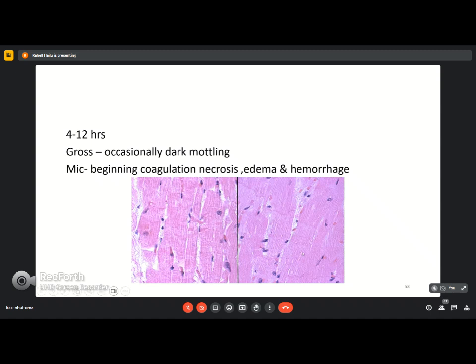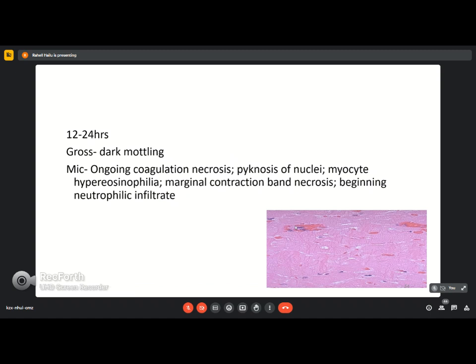So here you see the normal heart muscles here, and here more pinkish coagulative necrosis. Coagulative necrosis, as you know, is a type of necrosis where the outlines of the cells are maintained. Morphologically, when you look at the outline of the cells here, it looks like muscle fiber, but it's much more pinkish and there are a lot of nuclei that are dead and pycnotic here.